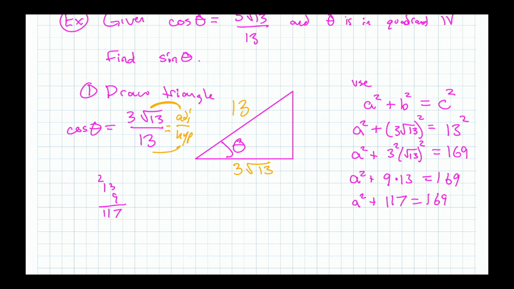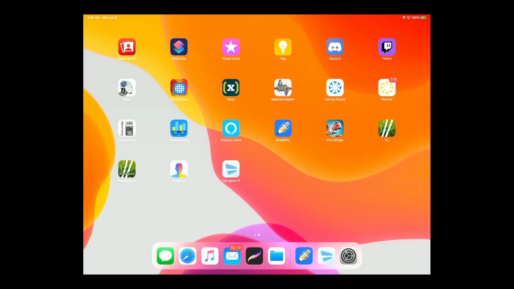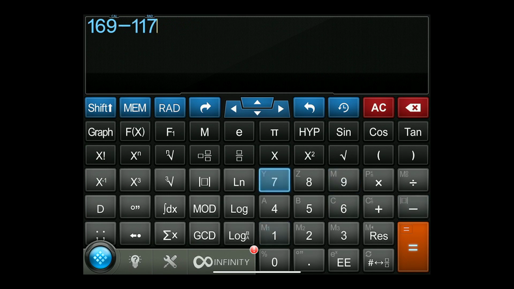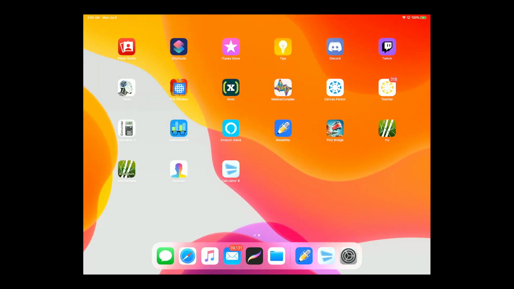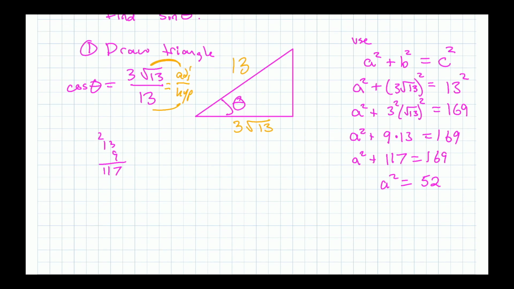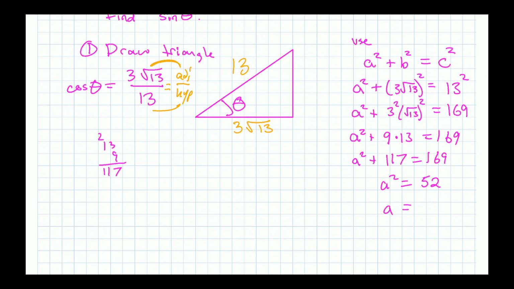is 169. So a squared is 169 minus 117. Need a calculator. 52. So a is going to be the square root of 52.